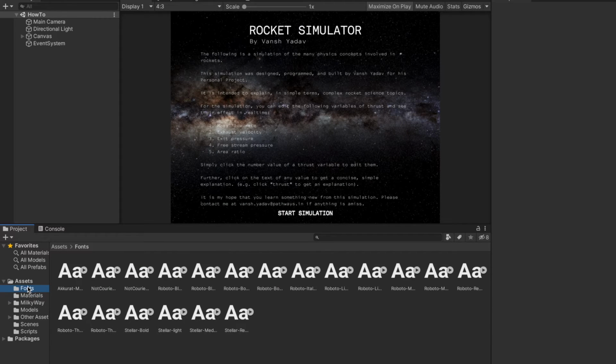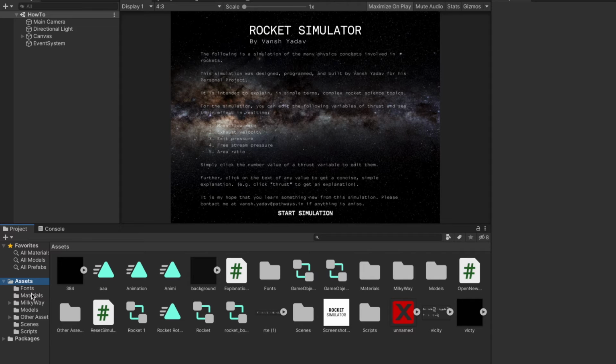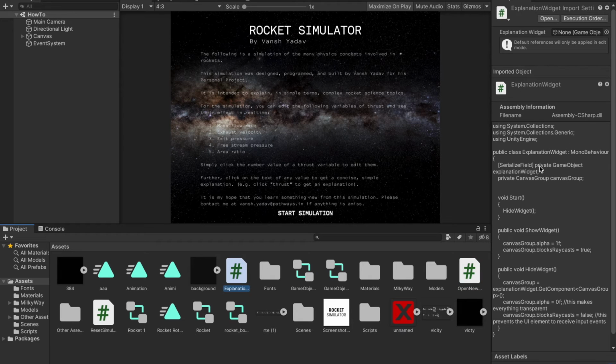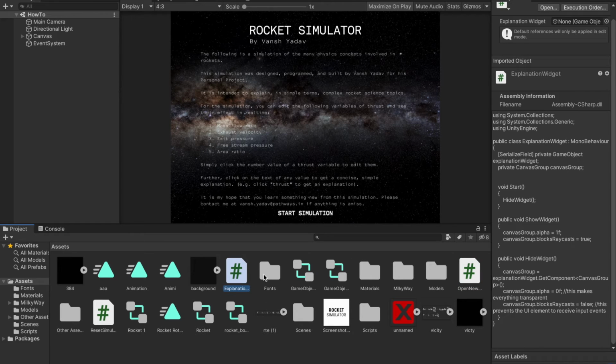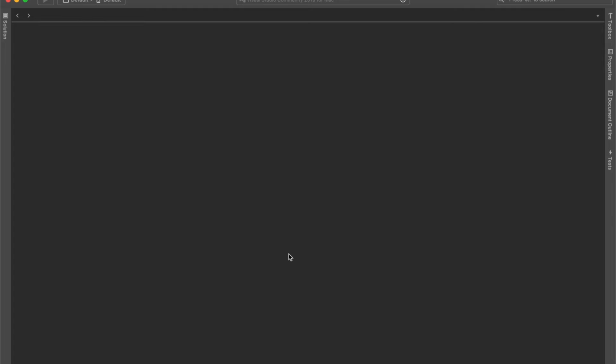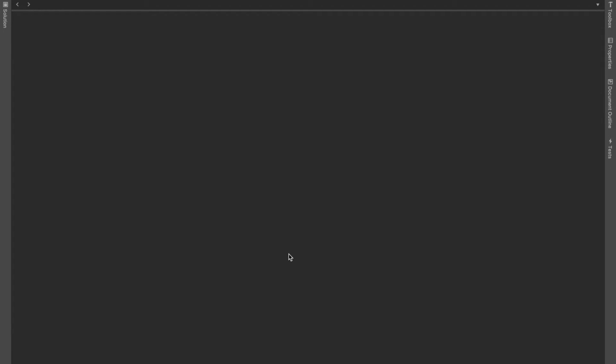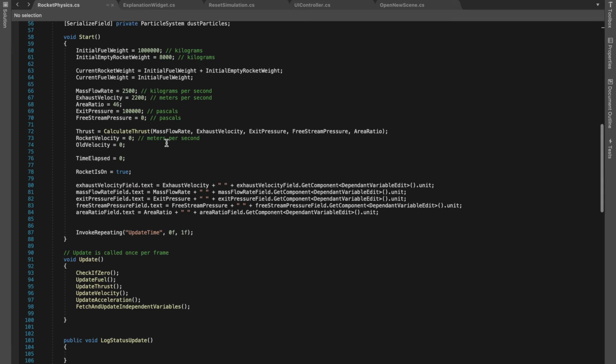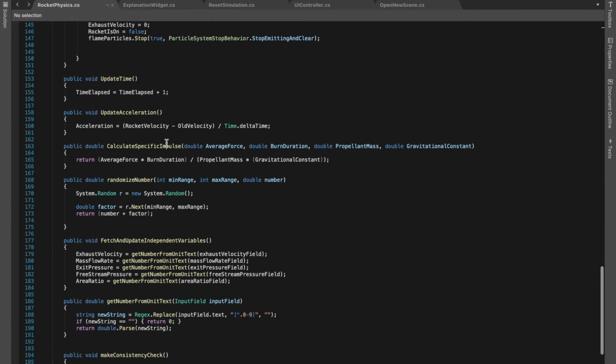As we move on to the proof of the coding, there are a bunch of different scripts which you can see here. However, the main one regarding the science itself is rocket physics, which I will bring up. There we go. As we can see, this is a quite detailed script written in C#, which is the default language for Unity 3D.